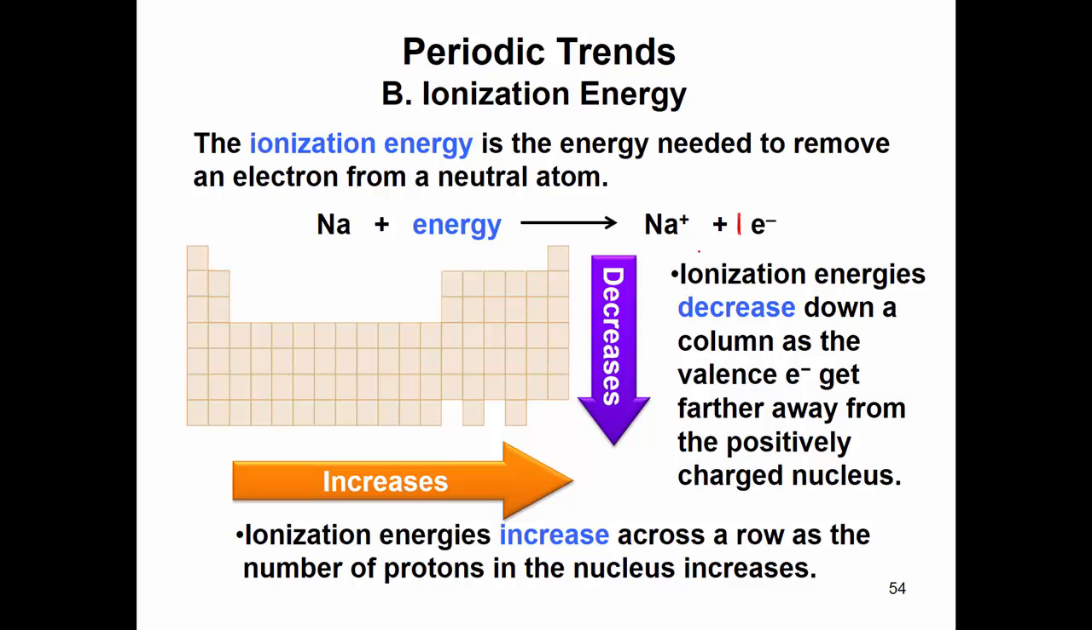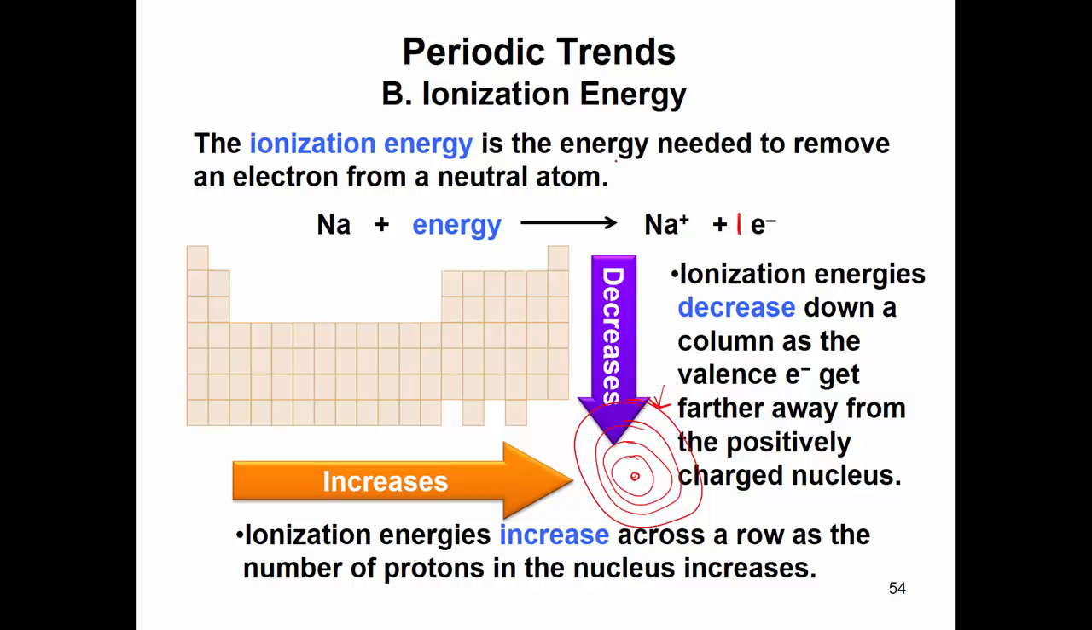But ionization energies decrease down a column. So as the valence electrons get further away from the positively charged nucleus, you're going to decrease in the amount of energy that is needed to pull an electron away. So one way to think about this is the larger the atom, the more energy levels it has, right? So the electrons out here on the larger atom are going to be easier to remove.